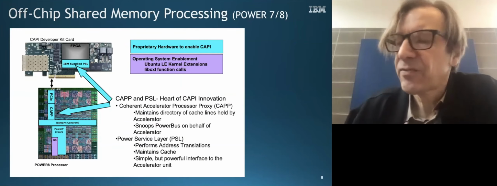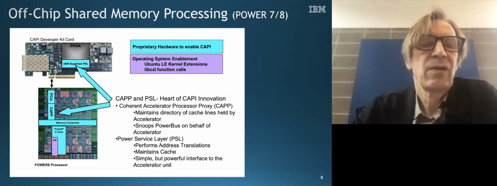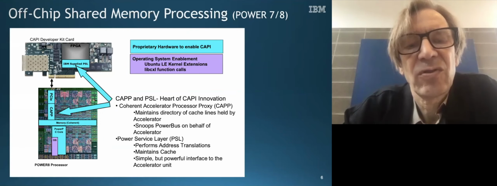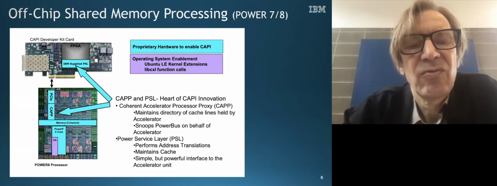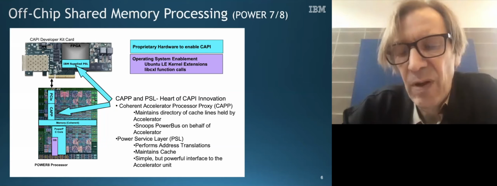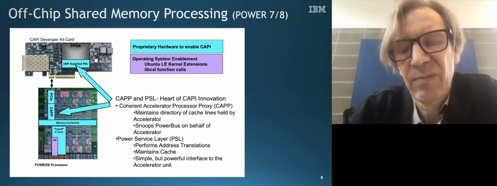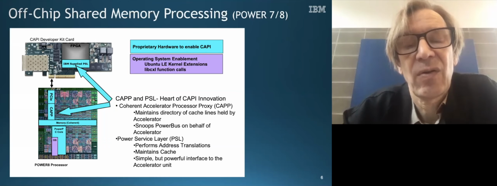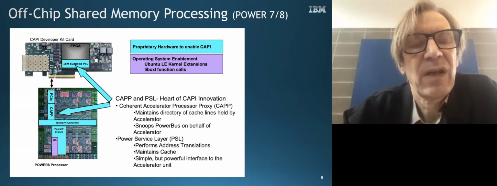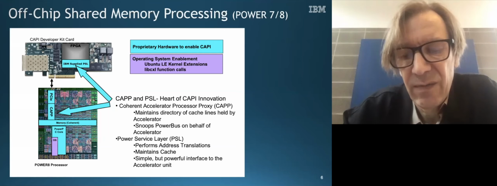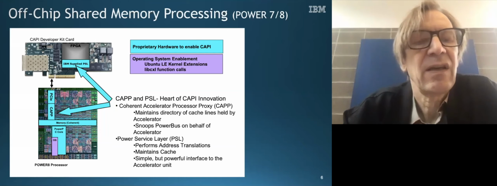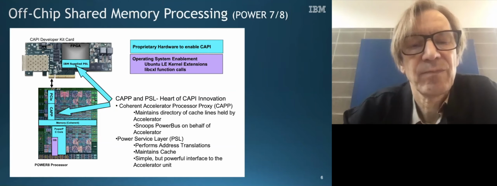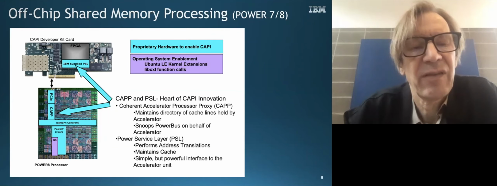So after working on the cell processor, we wanted to extend this notion not just to a chip, but to a system. And we prototyped something on Power 7 that had shared memory but was not coherent, and then introduced the CAPI interface on Power 8 that allowed us to have a coherent shared view of memory. And here you kind of see how that was done for an FPGA.